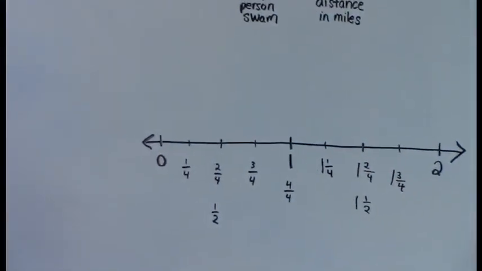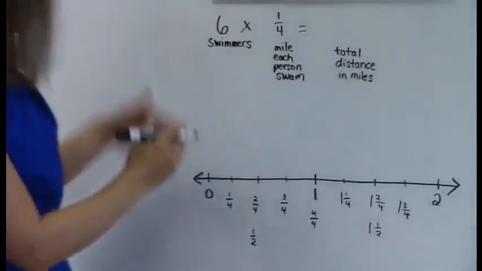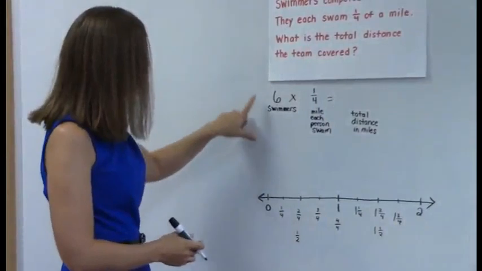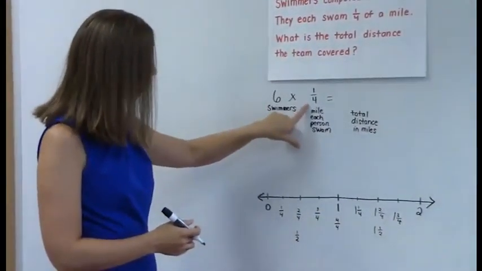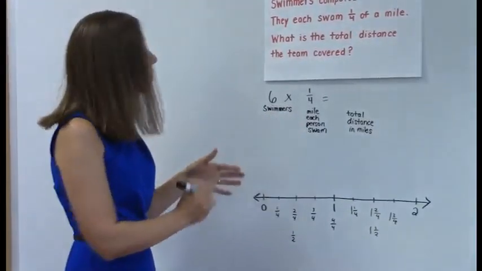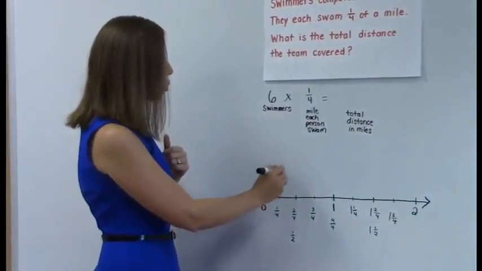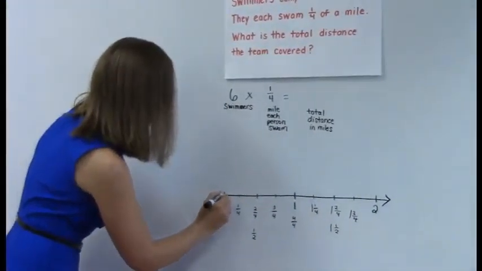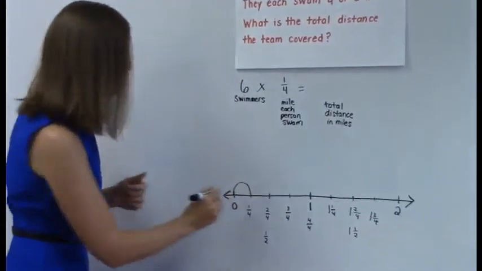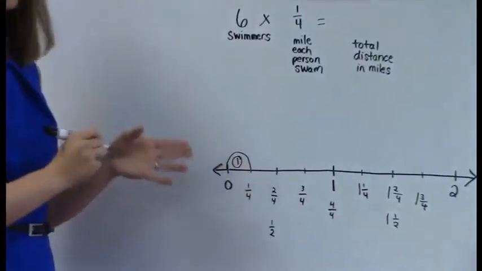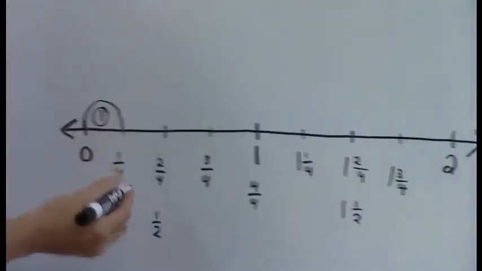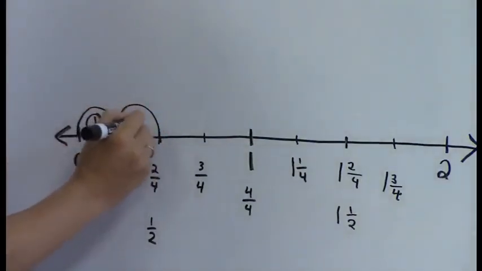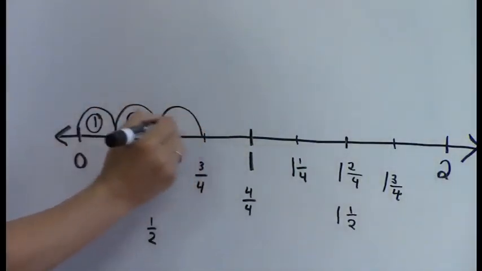Now that I have a number line that is labeled and I have all of my information set up here, I can actually go ahead to solve the problem. So I know that 6 swimmers each swam 1/4 of a mile. So what I'm going to do is use the number line to jump by fourths 6 times. So I'm going to start here at 0, and that's my first jump. So this is my first swimmer, and I'm going to label that as the first person. I'm going to jump 6 total times, and each time, label that as one of our swimmers.